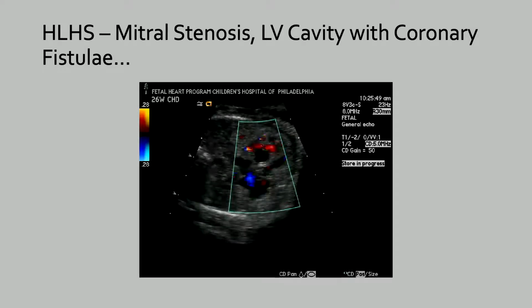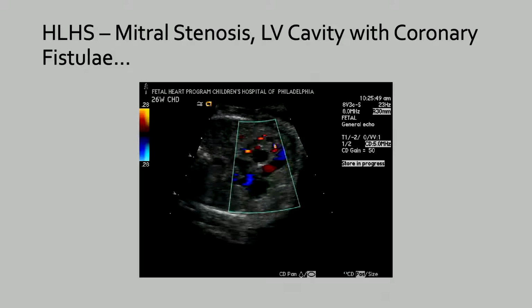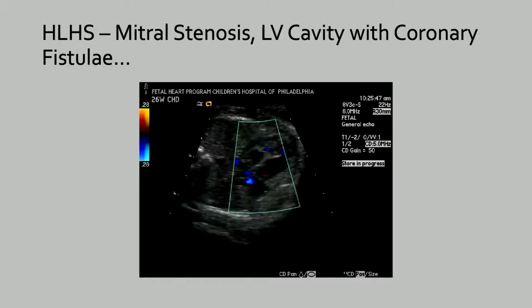So there is a left ventricle here, but this is HLHS. It's hypoplastic left heart syndrome under the definition of inadequacy of this left ventricle to provide for systemic perfusion.